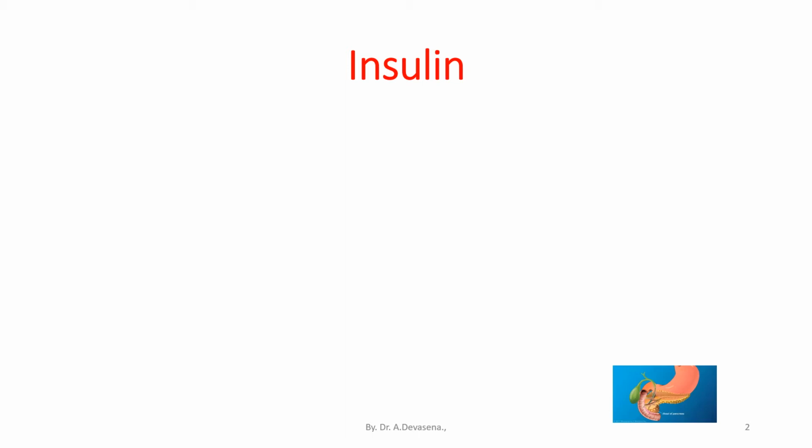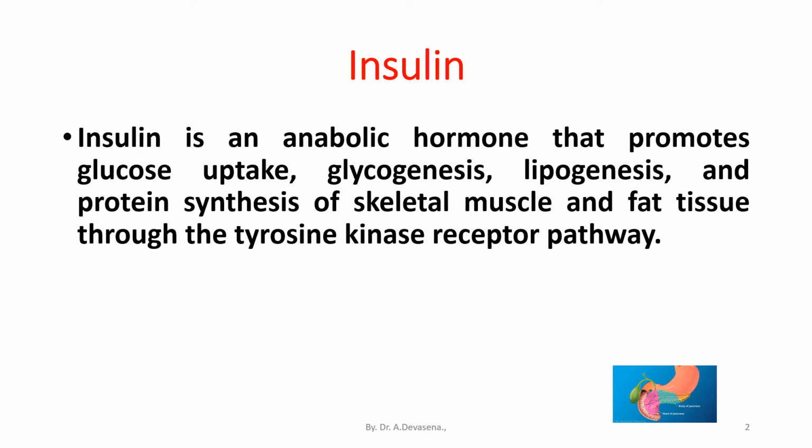Insulin. Insulin is an anabolic hormone that promotes glucose uptake, glycogenesis, lipogenesis, and protein synthesis of skeletal muscle and fat tissue through the tyrosine kinase receptor pathway.